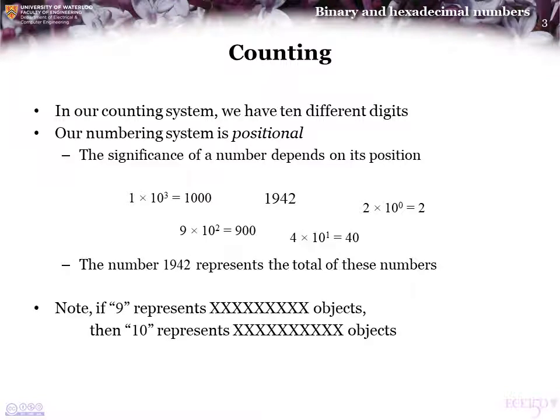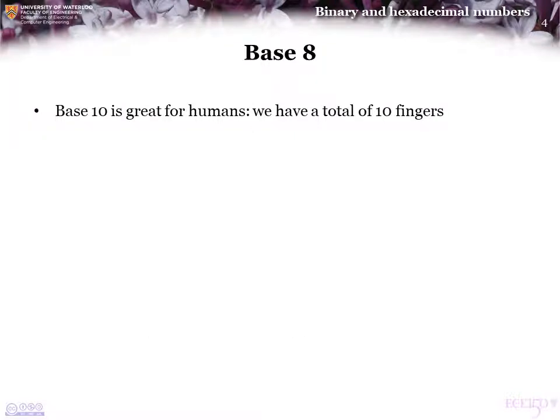Another thing to note is, remember that the digit 9 represents as many objects as you see there, and consequently, the next larger number represents 1 additional object, or what we would consider 10 objects. Now, base 10 is great for human beings because we have 10 fingers.